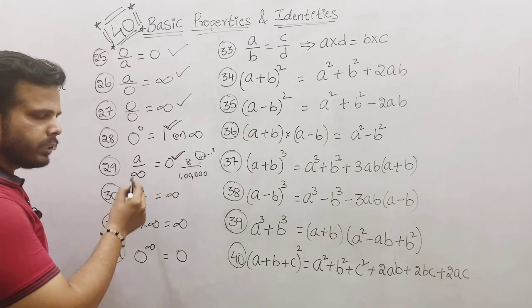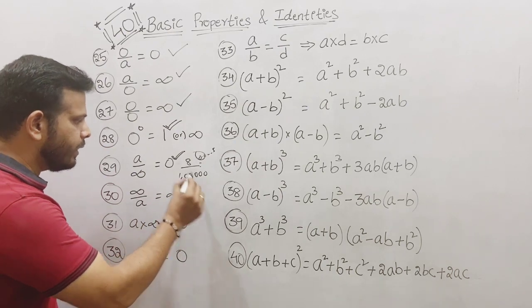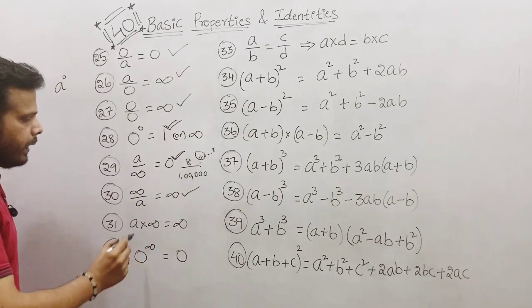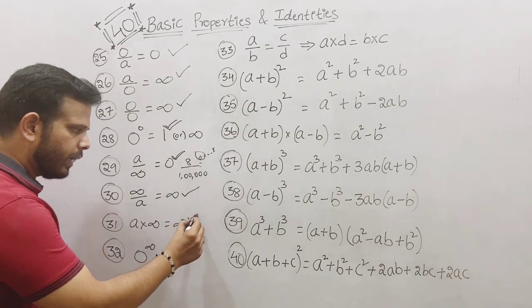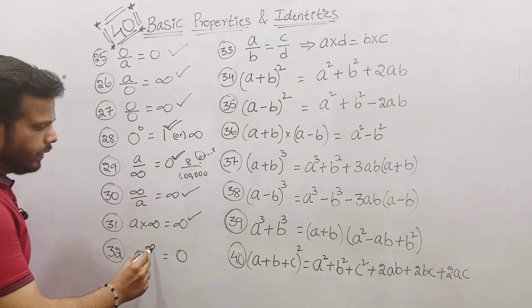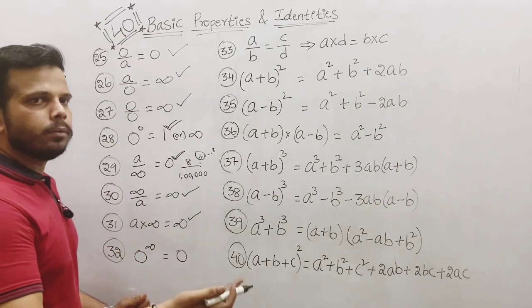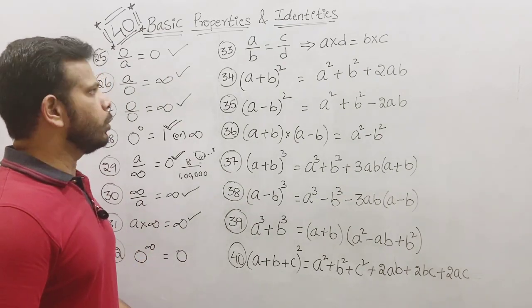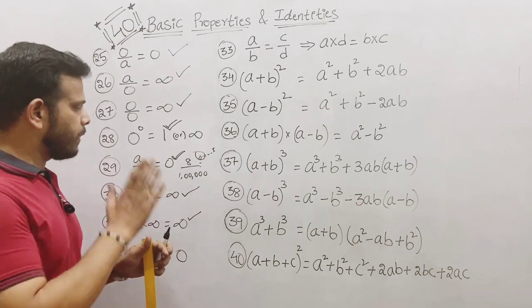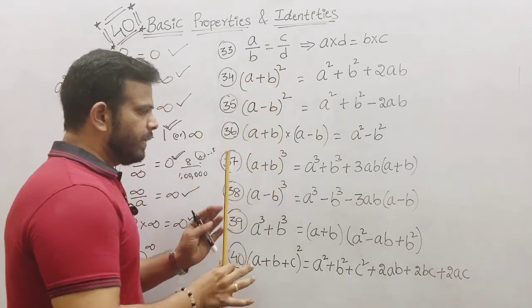When you divide some undefined big number with a very small number, it will be undefined. Okay. And anything into undefined is undefined. Okay. And 0 power infinity is 0. As you know, how many times you multiply 0 by itself, it is always 0. Okay. And dear students, from here it's very important. From here, okay, be careful.